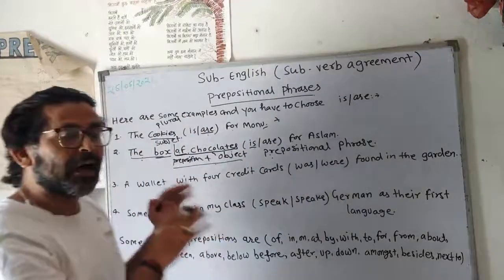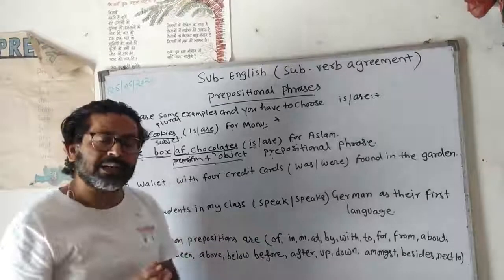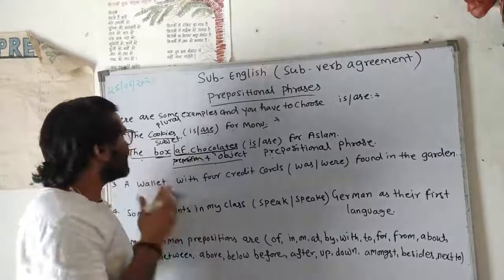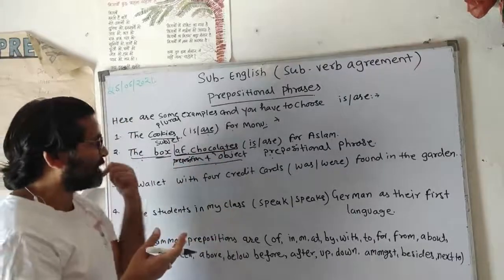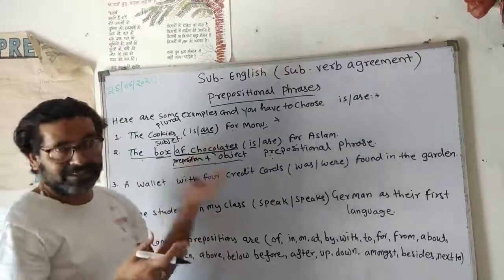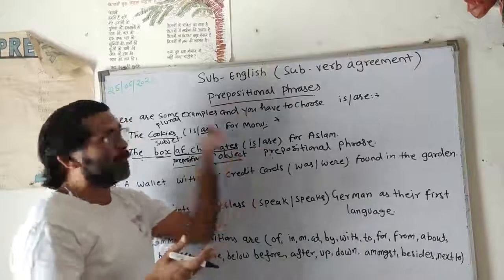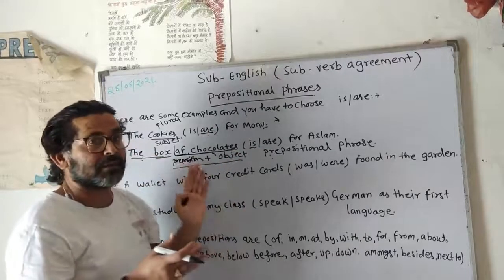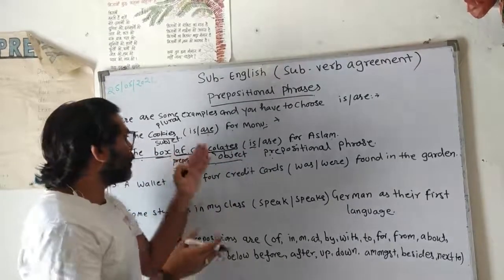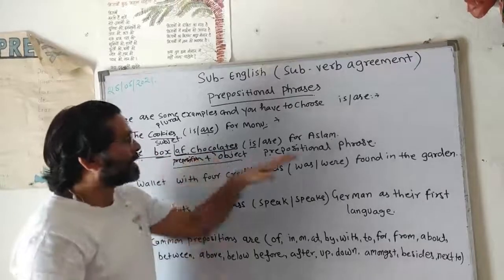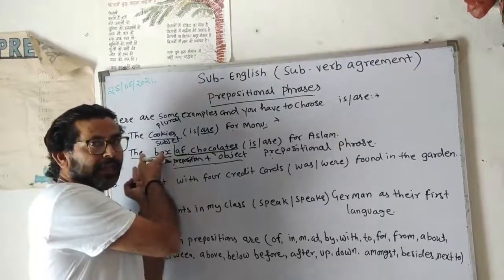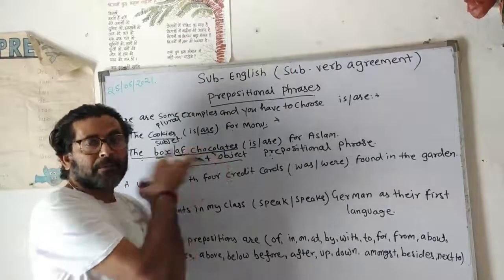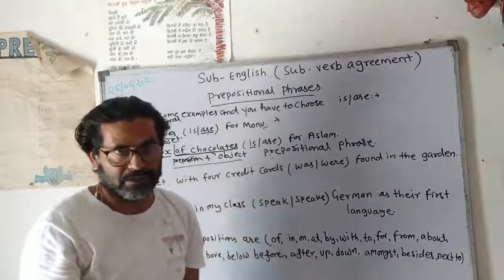So this is how we identify a prepositional phrase. And how does it create a problem? Because sometimes we think, okay, chocolates is the subject here, and chocolates is plural, so we have to choose are. But chocolates is not the subject in this sentence. Of chocolates, both of them make a prepositional phrase describing the box. And the phrase which describes the box is called a prepositional phrase, right?